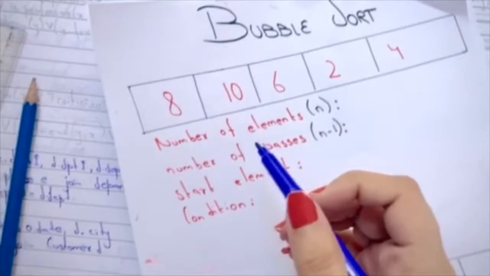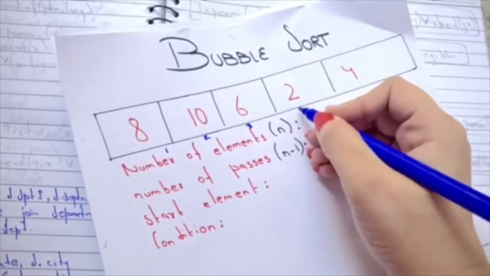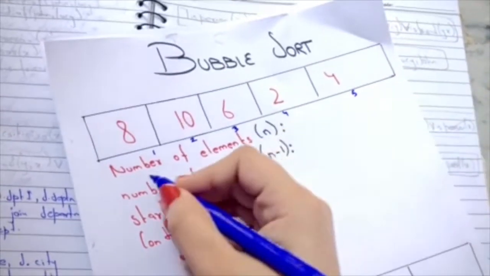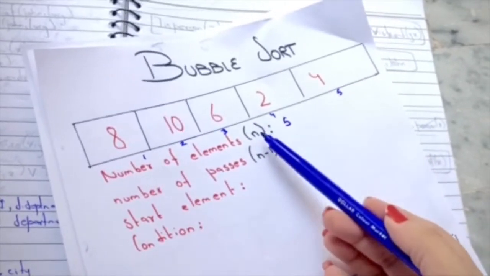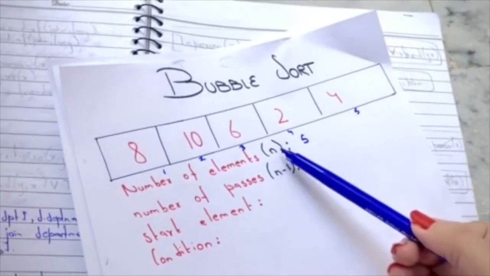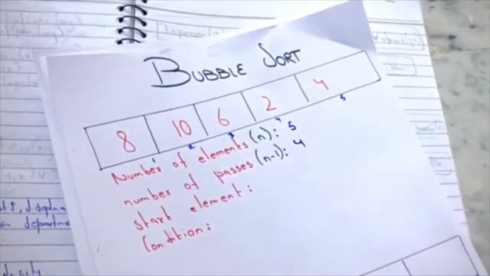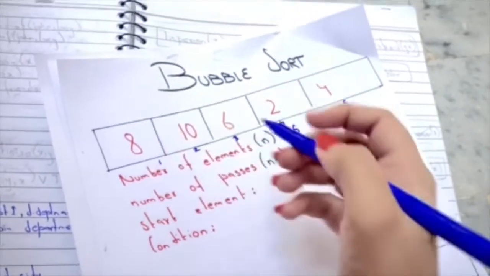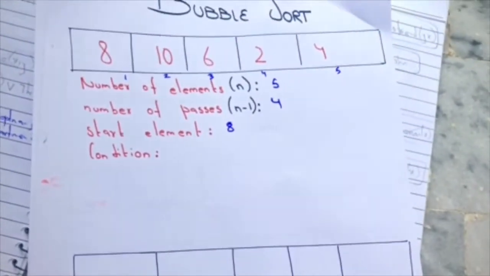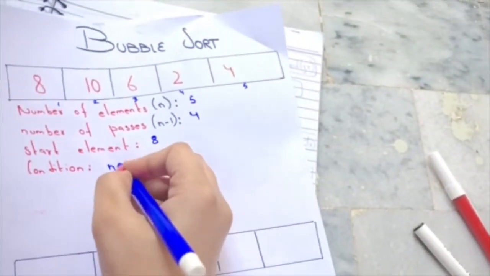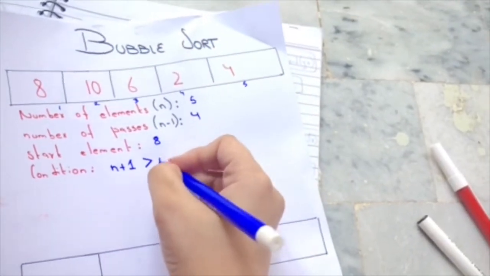Alright, so how many elements do we have? We have 1, 2, 3, 4, 5. The number of elements we have is 5. N is the symbol that represents the number of elements. The number of passes we have is 4 that we are going to use, and the starting element over here is 8. The condition that applies on bubble sort is that N plus 1 must be greater than N.